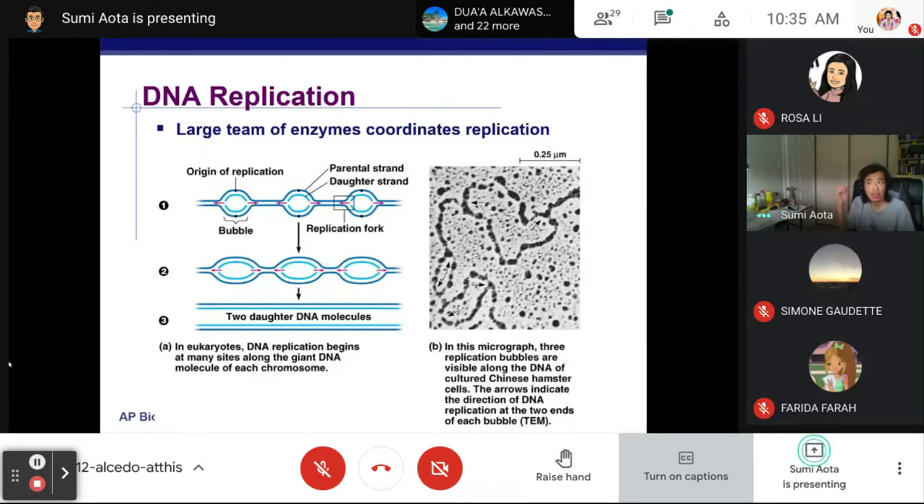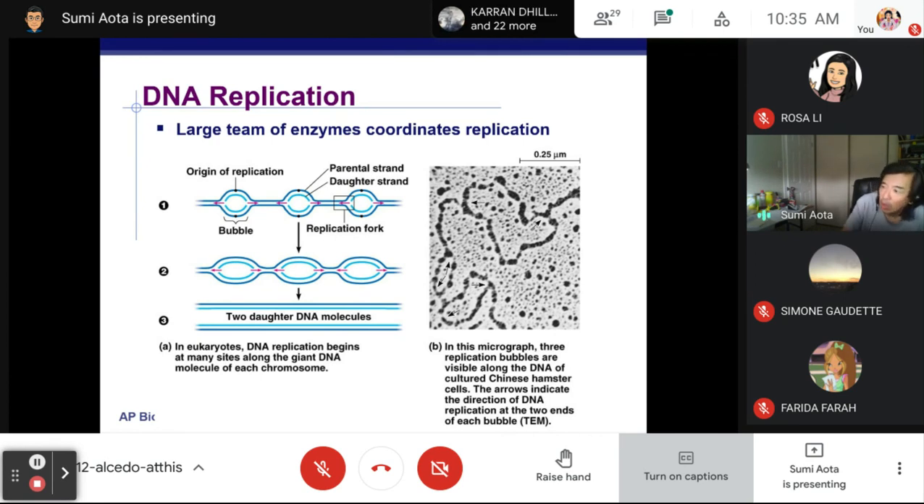DNA replication needs a large number of enzymes to coordinate that replication. Now, in an organism like us, our DNA doesn't replicate at one point. It replicates at multiple points.